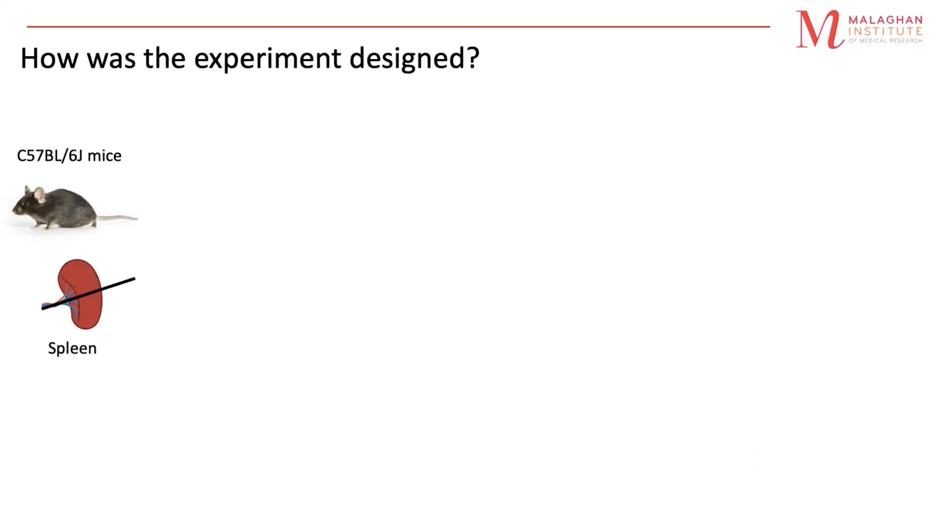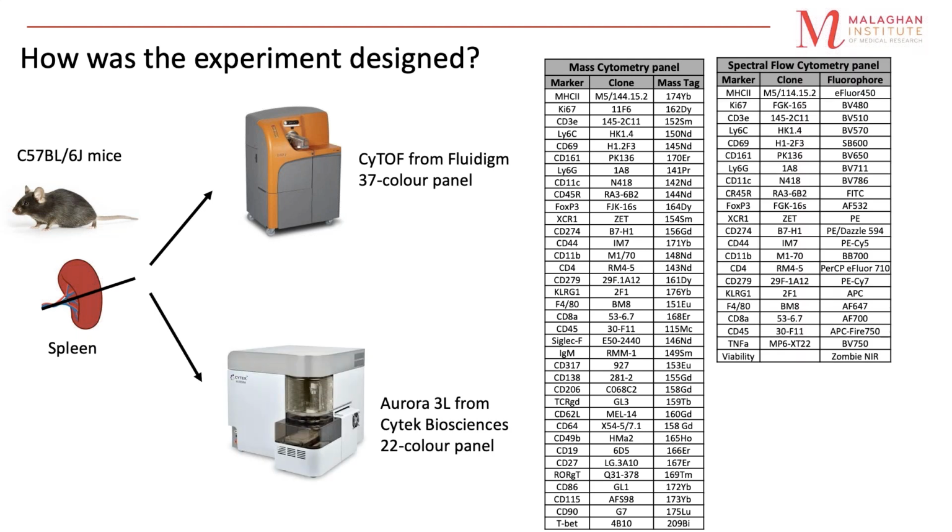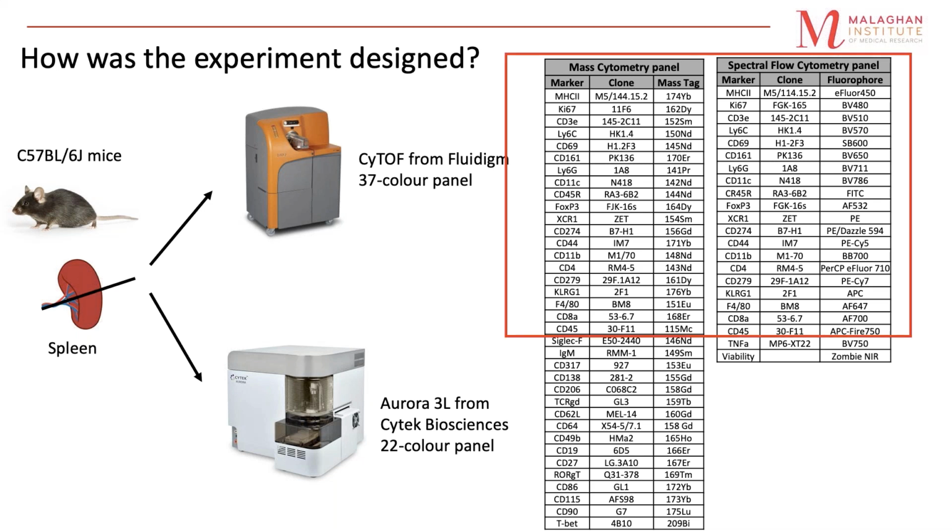So how did we design our experiment? For our experiment, we used spleens from C57 mice, and half of the spleen was stained with a 37-color mass cytometry panel and analyzed in CyTOF, while the other half of the spleen was stained with a 22-color spectral flow cytometry panel and analyzed in the 3-laser Aurora. Importantly, 20 of the antibodies used for both technologies were against the same markers and the same clones, which will allow us, after obtaining data, a more reliable comparison between both technologies.